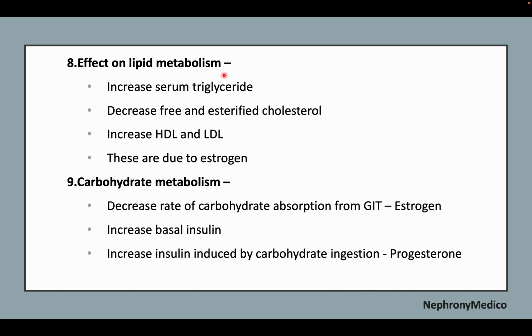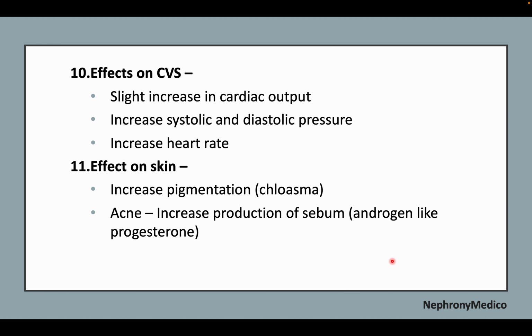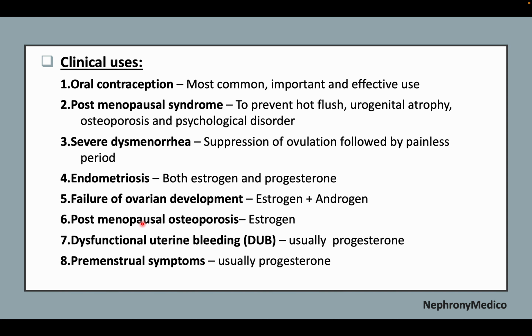On lipid metabolism, there is increased serum triglyceride, decreased free and esterified cholesterol, and increased HDL and LDL, and these are due to estrogen. On carbohydrate metabolism, there is an increased rate of carbohydrate absorption from the GIT, increased basal insulin, and increased insulin response induced by carbohydrate ingestion. On the CVS, there is a slight increase in cardiac output, increased systolic and diastolic pressure, and increase in heart rate. On the skin, there is increased pigmentation known as chloasma, and acne may be seen.